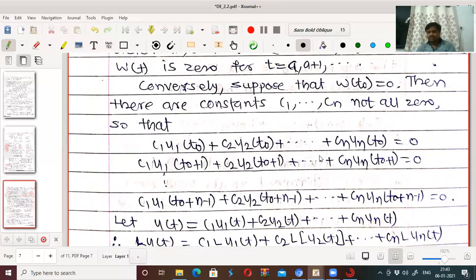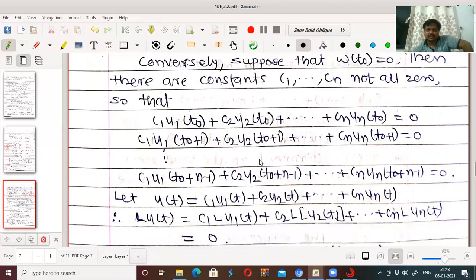Non-trivial solution means what? There is at least one of c1 up to cn which is non-zero. That means there are constants c1 up to cn, not all zero, which satisfy this equation. Now let u(t) be equal to c1 u1(t) plus c2 u2(t) up to cn un(t). Therefore, L of u(t) is equal to c1 L(u1) plus c2 L(u2) up to cn L(un). But we know that u1, u2 up to un are solutions of the corresponding homogeneous equation. So L(u1) is 0, L(u2) is 0 up to L(un) is also 0. So this is also equal to 0. Therefore, L of u(t) is 0.